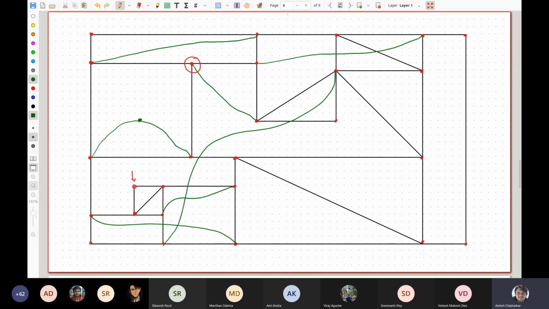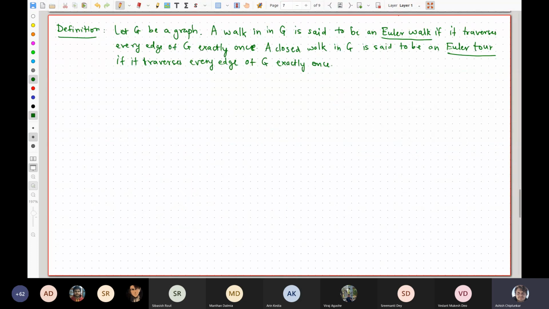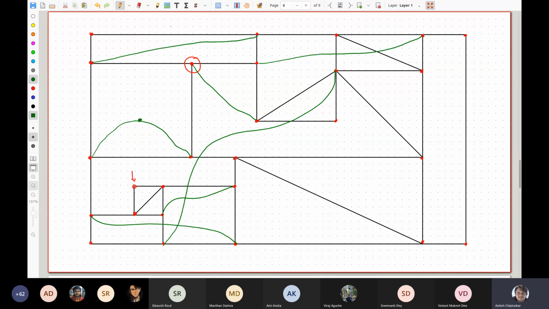So what exactly was I looking for in this graph? I wanted an Euler tour. I wanted to start from some vertex and end back in the same vertex. In an Euler walk, you are not required to end in the same vertex; you could end in a different vertex. I could start from my home, traverse all the edges and go to my office. That's fine. So the question I was trying to ask is, when does a graph contain an Euler tour?